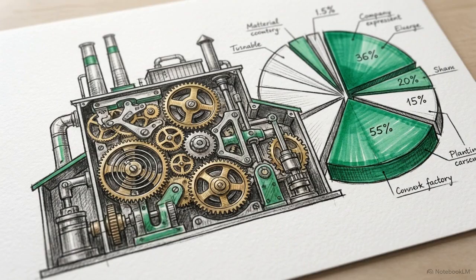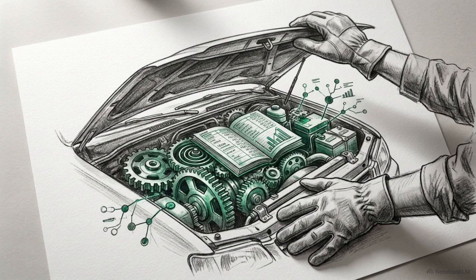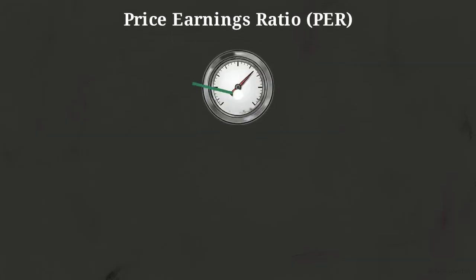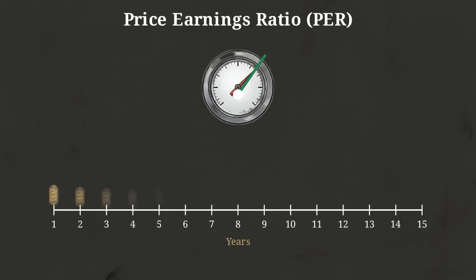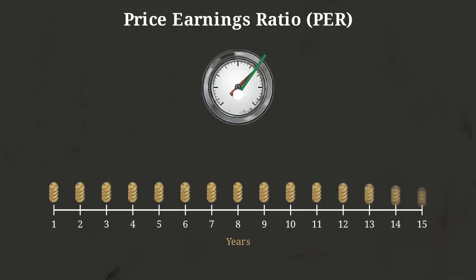Moving from a passive ETF to active stock picking means you are buying a fractional piece of a living business. You have to look under the hood to assess its financial health. This dashboard shows the price-earnings ratio, or PER. It tells you how many years it takes for a company to repay your purchase price using its current profits.